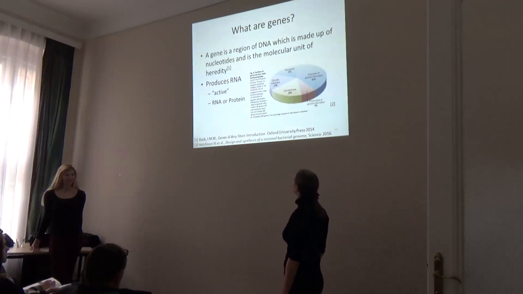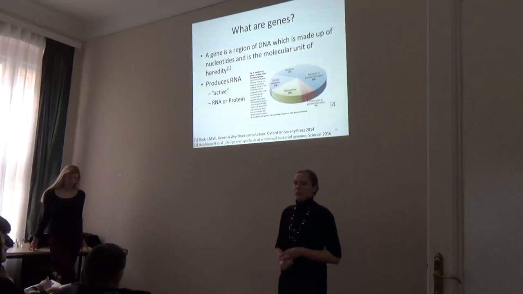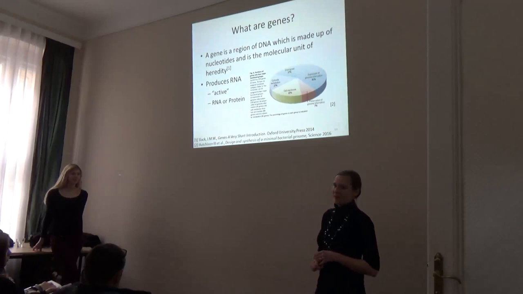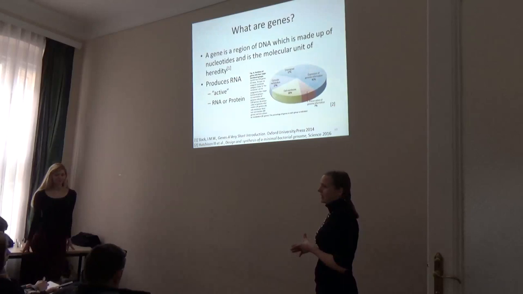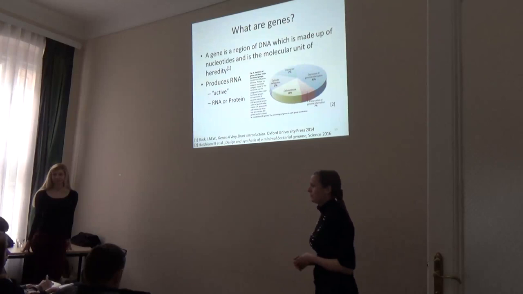So the question is, what is a gene? A gene is a region of DNA that is made up of nucleotides, and it's the molecular unit of heredity. That's the official definition. So basically, a gene is a part of DNA that produces an RNA. This RNA can be biologically active, like mRNA that's used for protein production, or one of the tRNAs that's used for the transfer of amino acids.